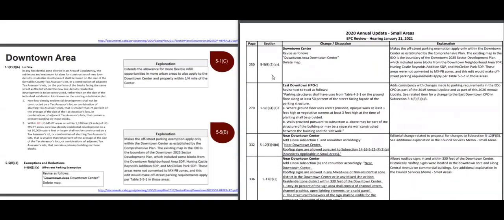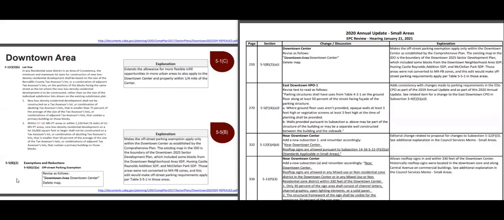The next change that applies to the downtown center, this is 55B2A1. I think this is the one that's shown down here. That would revise the standard to delete the phrase downtown area, which is an area that basically corresponds to the former sector plan, and replace it with the words downtown center. So downtown center is an area that's slightly smaller and it's mapped by the comprehensive plan.